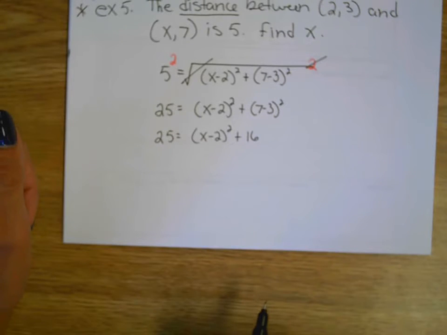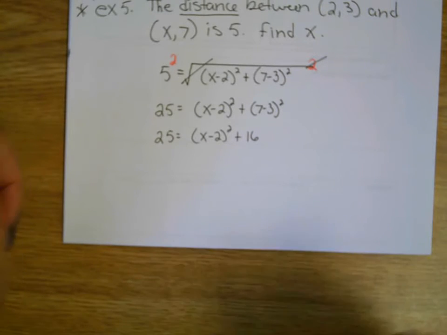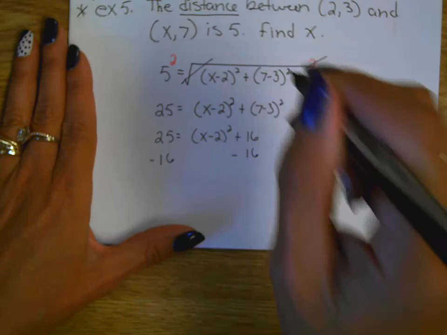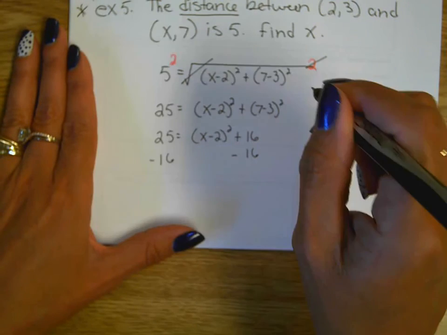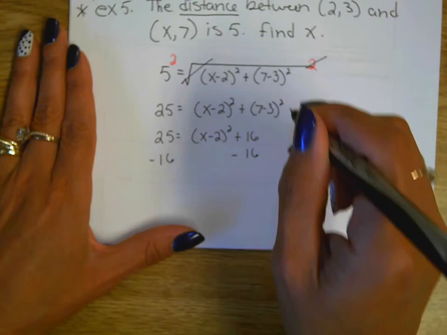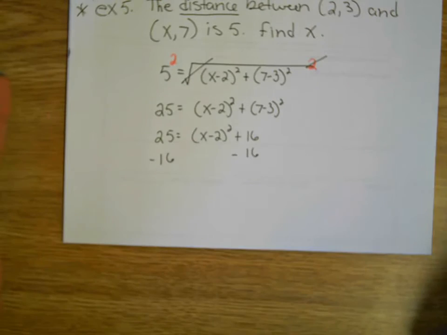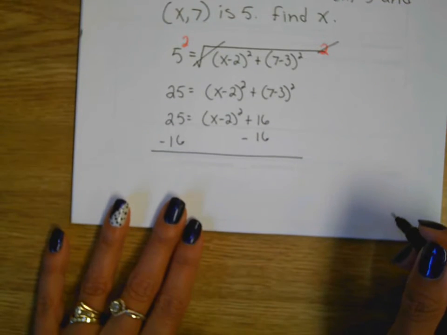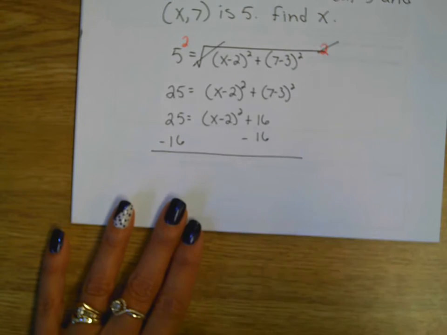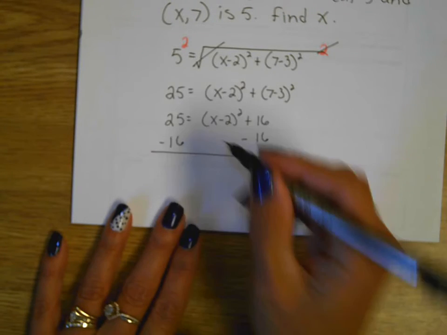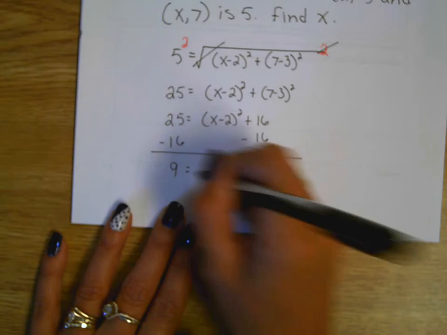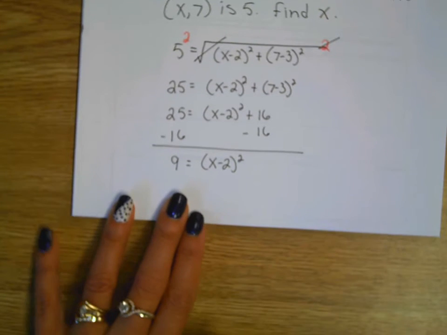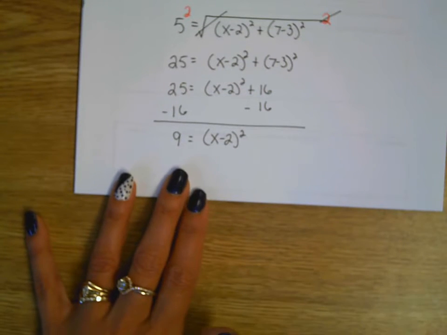Do not FOIL. That will get you the wrong answer every time. Subtract 16. I like that. Foiling is the avenue 10 people will still take after we've done this problem at least 4 times in class together. I don't get it. But if somebody gives me the answer to making every kid do what I say, well, education's going to be easy. But here we go. We got 9. Now what? Square root of both sides.